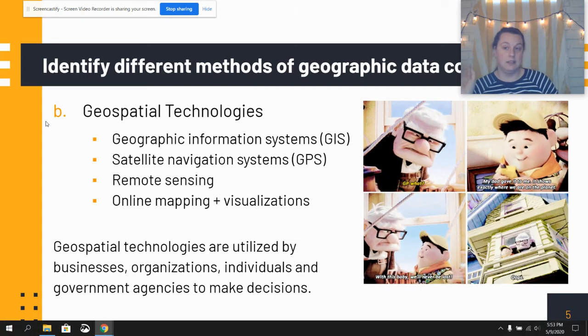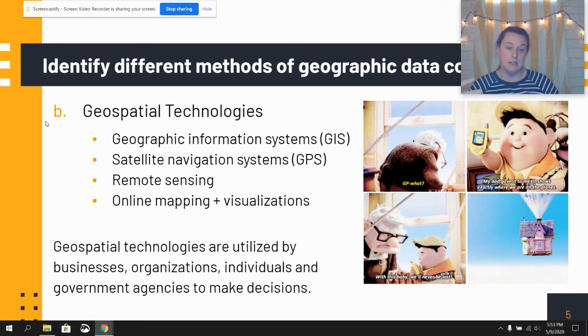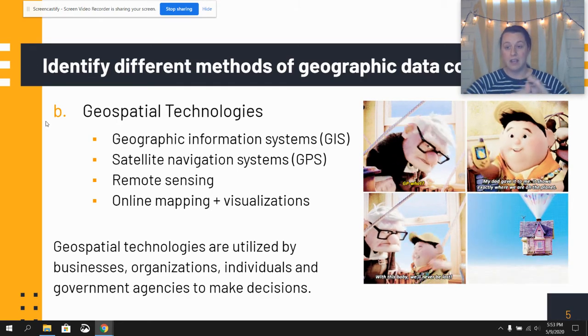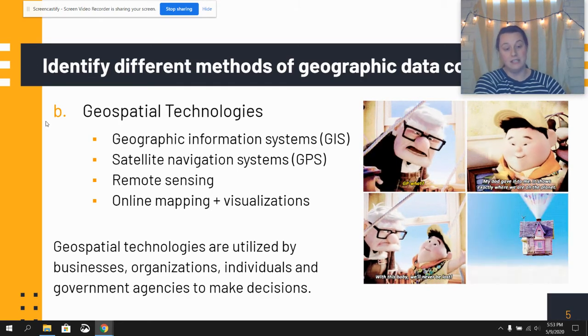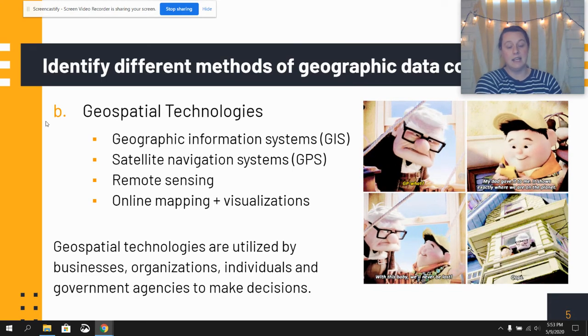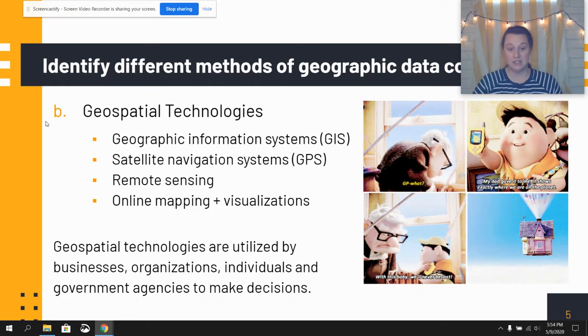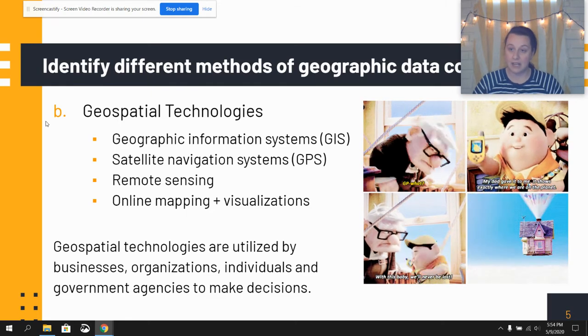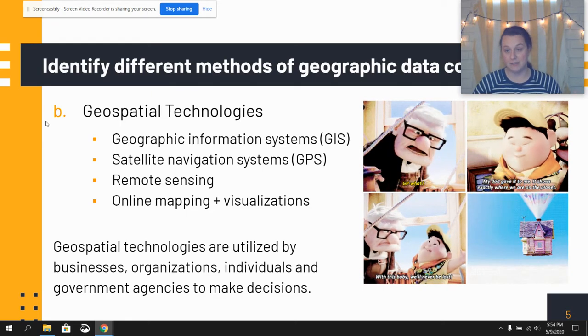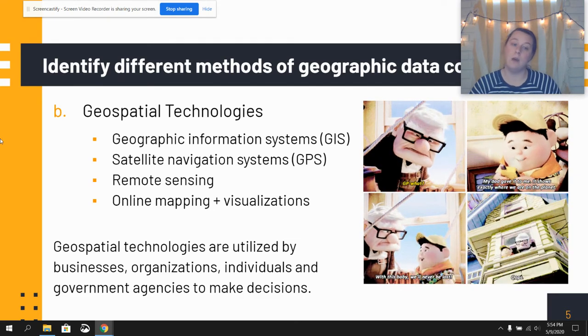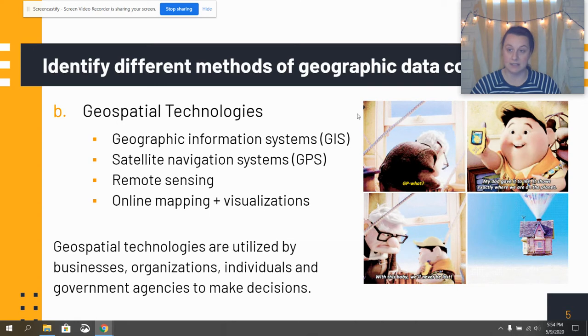Now, another kind of important piece here is, what are these things used for? I'm going to give you some real life examples, but the broad overarching concept here, folks, is that geospatial technologies are used by businesses, organizations, individuals, and government agencies to make decisions. Just like I explained with the census. So let's talk about what these are and some examples of them.